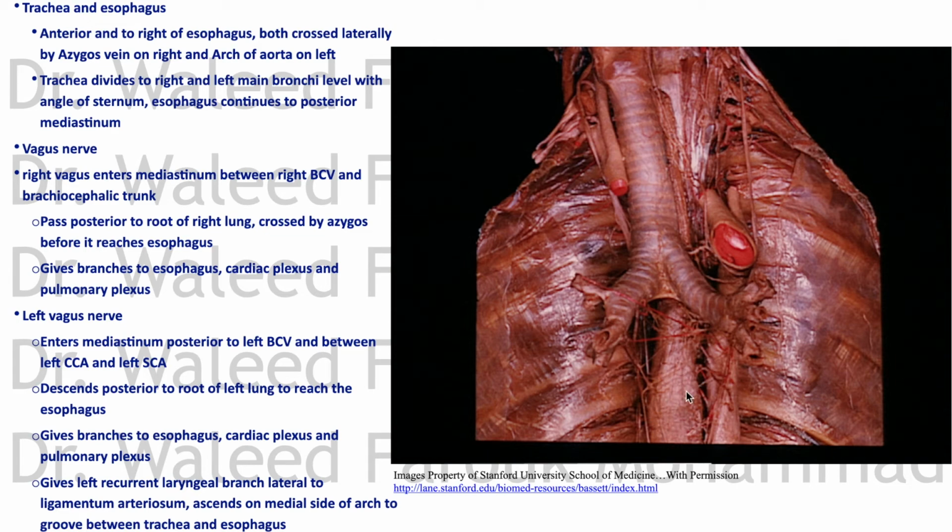They will form the esophageal plexus in the posterior mediastinum, and that will give rise to anterior and posterior vagal trunks. Both have mixed fibers from both vagi. Okay, it gives branches to the esophagus, the cardiac plexus, and pulmonary plexuses, and as we said, gives the left recurrent laryngeal branch lateral to the ligamentum arteriosum. Please remember this. So it curves around it from lateral to medial and ascends afterwards behind the arch of the aorta.